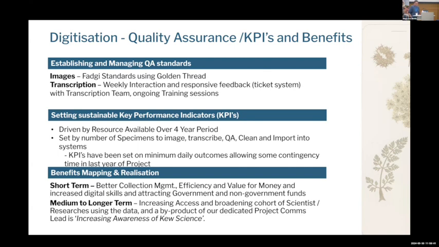Clearly, some of the outcomes are attracting government and non-government funding, and finally, increasing access and broadening the cohort of science research using our data. We're in the early days of that, and as we expose more data onto GBIF, as well as initially in our data portal, we'll be tracking the analytics to see how many citations are taking place and where that has increased.